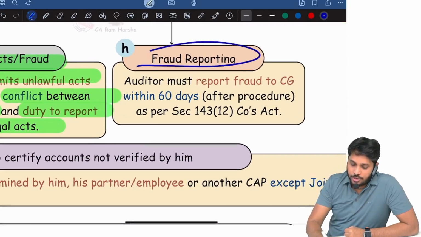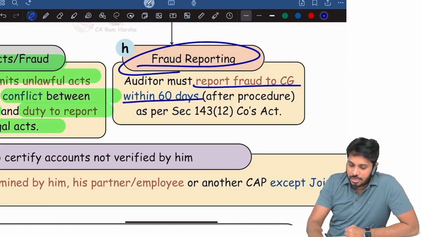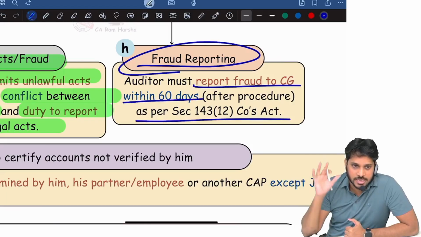And fraud reporting is confidentiality overriding. If the client committed a fraud where the amount exceeds 1 crore, it must be reported to the central government within 60 days. That's it.